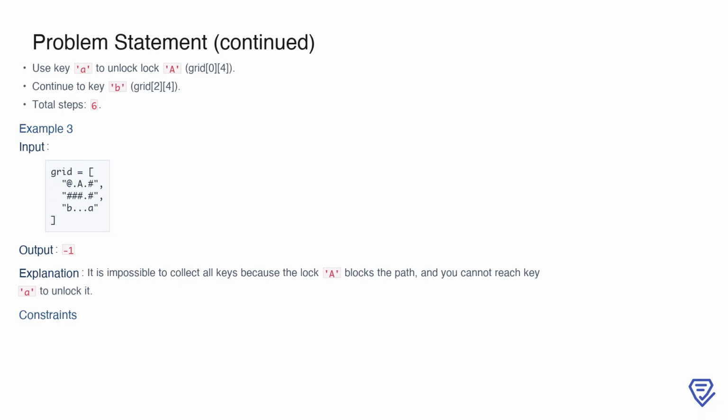Now, let's look at a third example. This time, the grid is @a#, then B. Starting from it, you can see that the lock A blocks the only path to key a. Without the a key, you cannot unlock A, which means the path to the other key b is also inaccessible. Since it is impossible to collect all keys in this scenario, the output is -1. This demonstrates how the presence of walls or locks can make certain keys unreachable, making the task impossible.